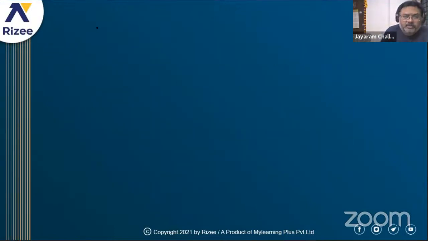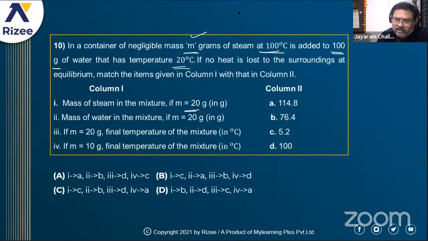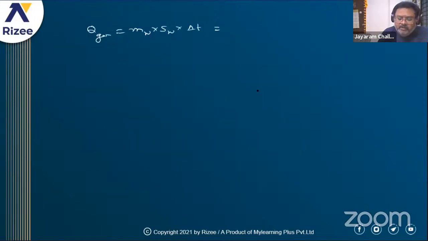Then if we go for this one, heat lost by the hot body is equal to heat gained by the cold body. So who is gaining the heat? Water. That means mass of the water into specific heat of the water into rise in temperature of the water. The mass of the water is 100 grams, specific heat is 1, and the rise in temperature is from 20 degrees to 100 degrees. So 100 grams into 1 into (100 minus 20), that is 80. 80 into 100 is going to be 8,000 calories.